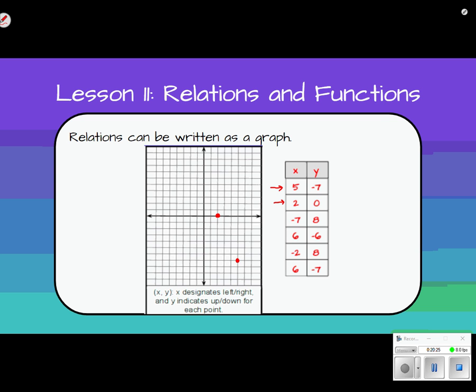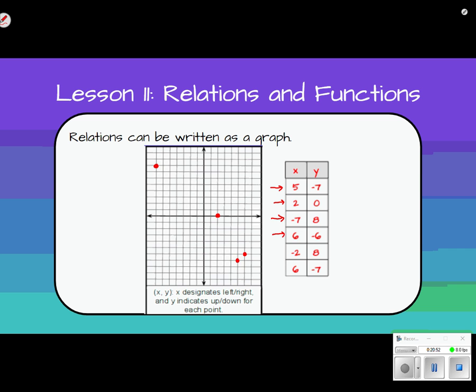All right, I'm going to start back at 0, 0. I'm going to go to the left 7, 1, 2, 3, 4, 5, 6, 7, and then I'm going to go positive 8 up, 1, 2, 3, 4, 5, 6, 7, 8. There it is, negative 7, 8. And then I'm going to go 6 to the right, 1, 2, 3, 4, 5, 6, down 6 because it's a negative 6, 1, 2, 3, 4, 5, 6.